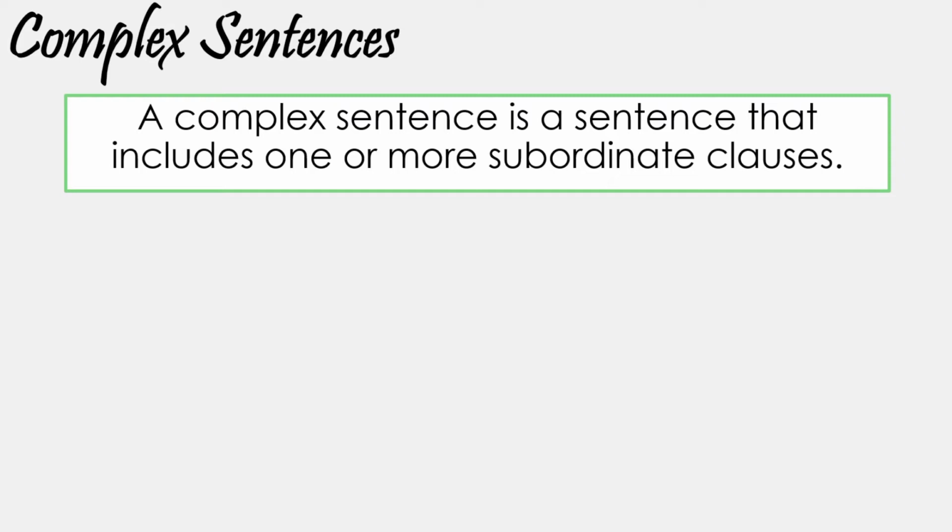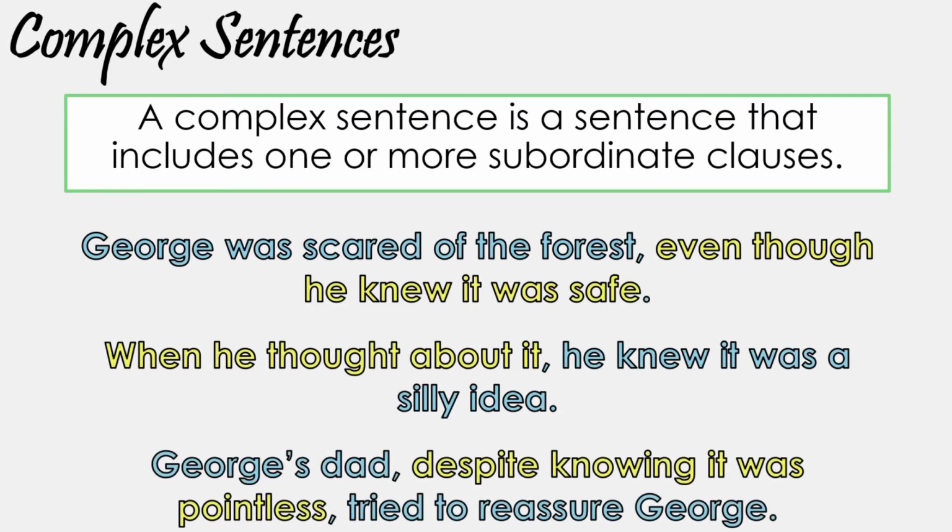Examples include: George was scared of the forest even though he knew it was safe. When he thought about it, he knew it was a silly idea. George's dad, despite knowing it was pointless, tried to reassure George. Now I've highlighted the main clauses in blue and the subordinate clause in yellow. Notice how the subordinate clause can go quite easily at the beginning, in the middle, or at the end of the sentence. It's important to note that a sentence can have more than one subordinate clause in it too.